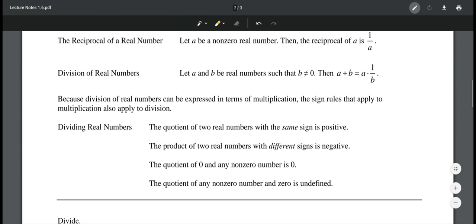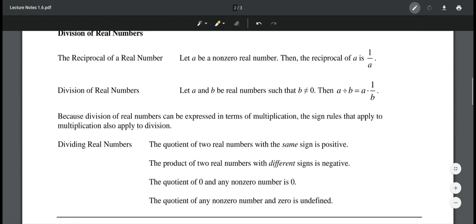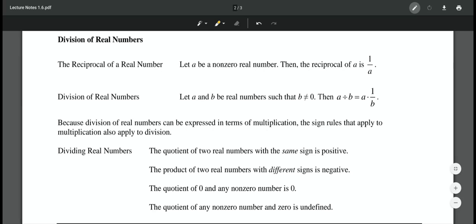Now, division of real numbers, went a little bit too far. Division of real numbers, the sign rule is the same, okay? So let's talk about reciprocals first.